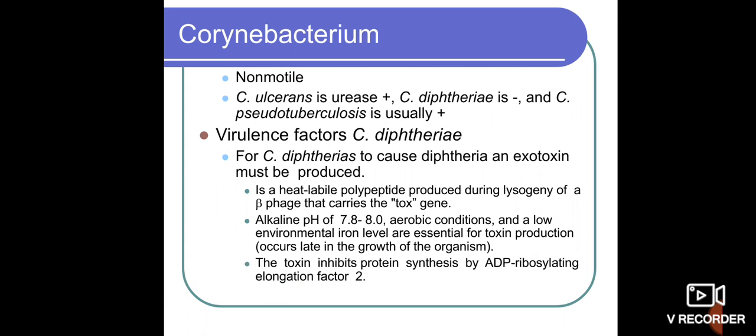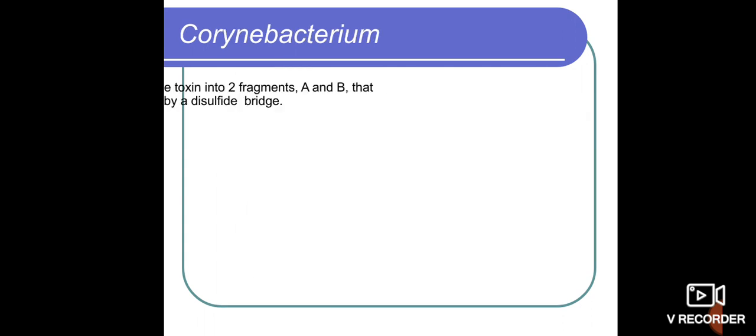Virulence factors we have discussed here, and C. diphtheriae causes diphtheria. The exotoxin is a heat labile polypeptide, and a lysogenic type of beta phage carries the tox gene, so that will produce the toxin. The pH good for the bacteria is 7.8 to 8.0, and aerobic condition is good for that. Low environmental iron levels are essential for toxin production, and the toxin inhibits protein synthesis by ADP ribosylation of elongation factor 2. The same type of toxin is also produced by other bacteria that we will discuss in a further topic.